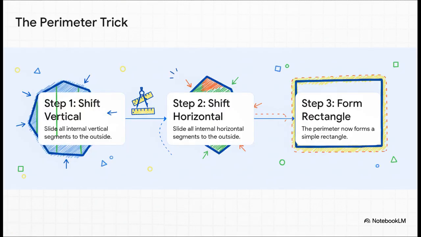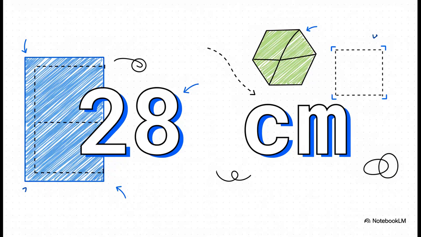We can take all of those little vertical lines on the inside and just slide them all out to the right. Then we take all the horizontal lines and slide them up to the top. The total length we're measuring hasn't changed one bit, but we've just turned that jagged mess into a simple, clean rectangle. And here's the punchline. The perimeter of that super complicated, jagged shape is the exact same as the perimeter of the simple 8 by 6 centimeter rectangle it makes.